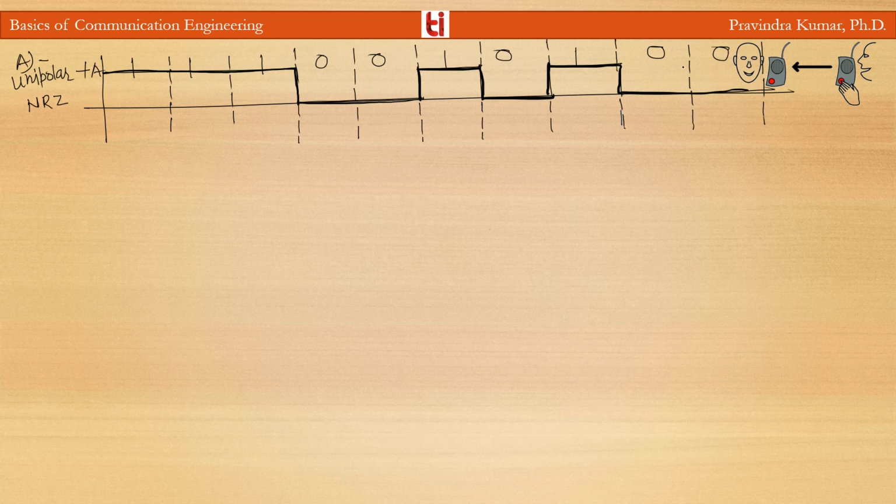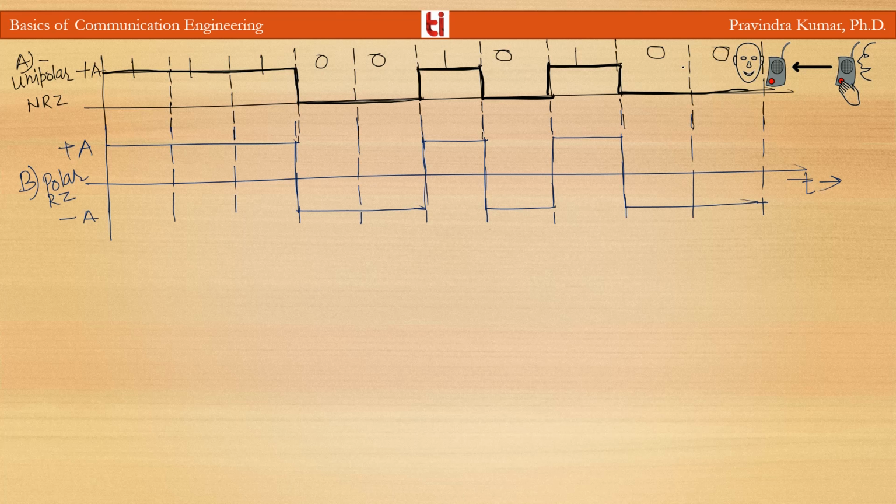Now for polar NRZ, polar non-return to 0. Polar means we are having the pulses on both sides of the time axis, and in unipolar we are having the pulse on one side of the time axis. But here for 1 we are having the pulse of amplitude plus A, and the pulse of amplitude minus A for the 0.